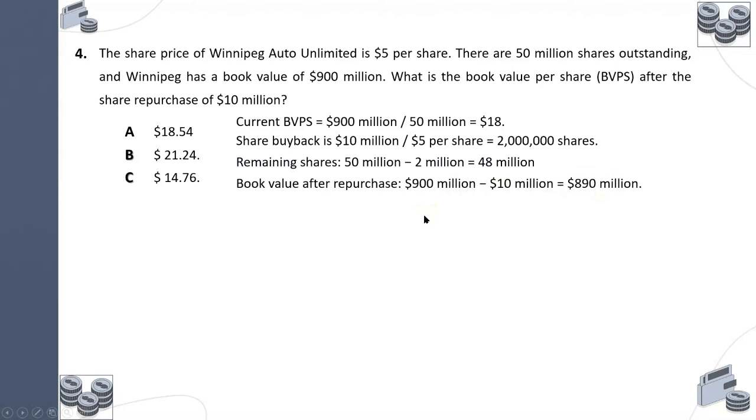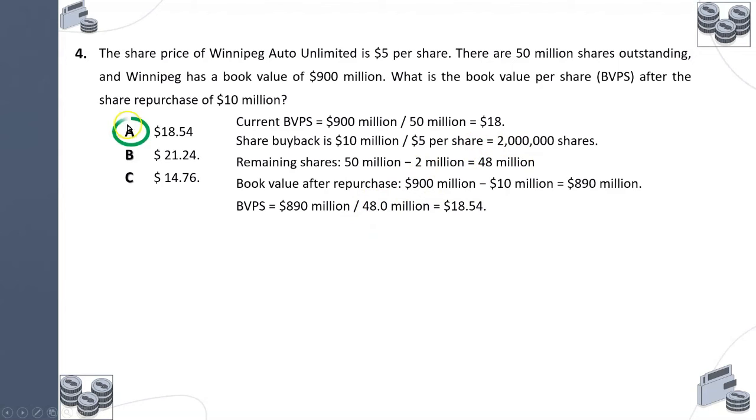That is the book value of the company after we spent 10 million in share buyback. Once we buy the share from the market, the record is to debit treasury share, which is a negative figure in the shareholders' equity. That will reduce the 900 million to 890 million, because it is a negative figure within the equity part of the balance sheet. So the new book value will be 800 million divided by 48 million remaining shares, which leads to this answer, 18.54.